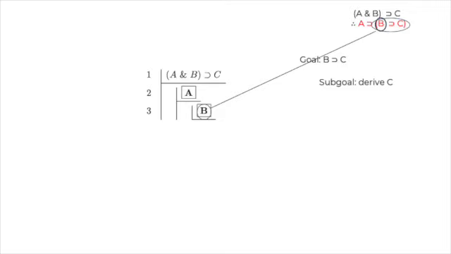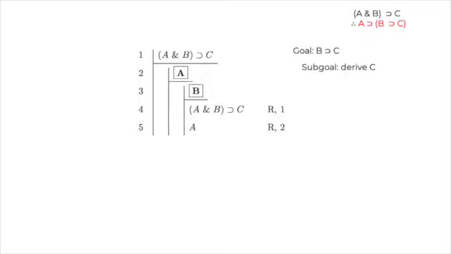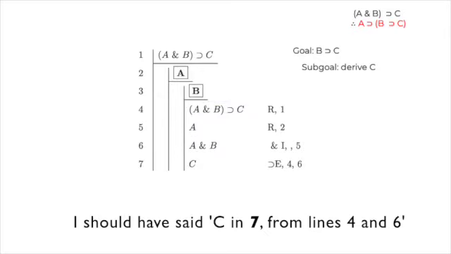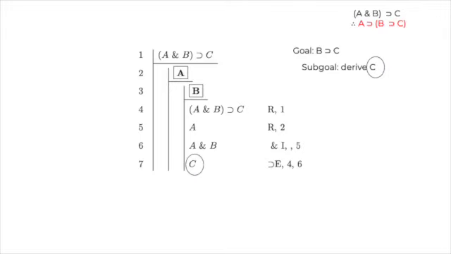Then we import the premise and the assumption from the first subderivation, and we join A and B. Then, since our conjunction in 6 matches the antecedent of the conditional in 4, we can detach the consequent from the conditional. And so we get C in 6 by horseshoe elimination from lines 4 and 5. But C was our subgoal, since it's the consequent of the embedded conditional. So we close the subderivation. We started with B and ended up with C.